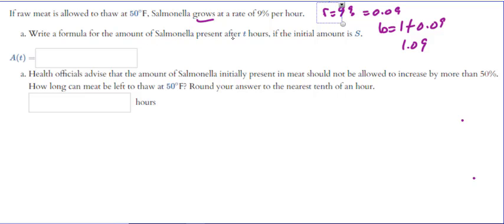So write a formula, amount of salmonella present after T hours if the initial amount is S. So S times 1.09 raised to the T. Okay.